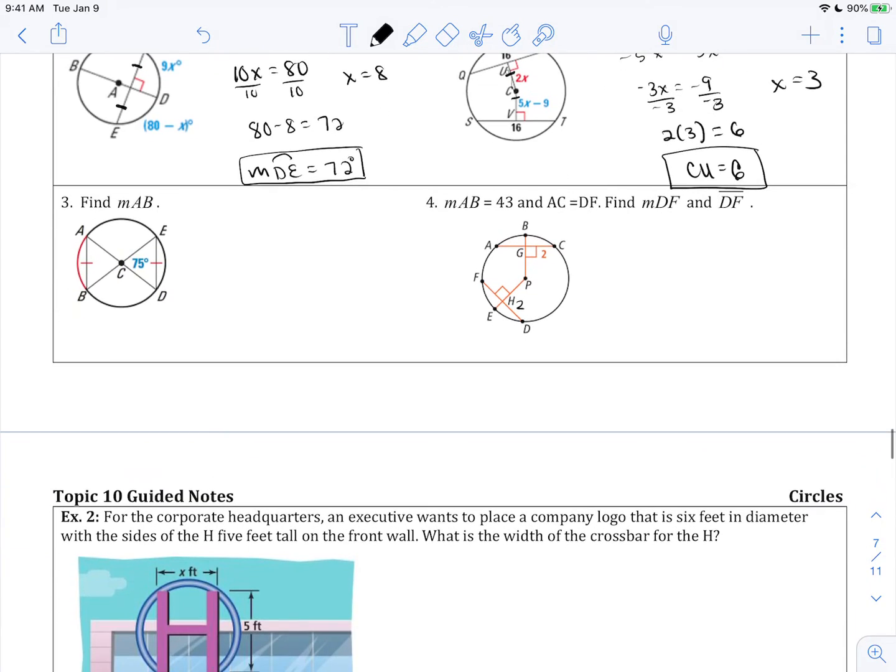All right, find, again, the measure of arc AB. So take a second, what do you think the measure of arc AB would be, or how would you figure it out? Well, we know that the central angle here, ECD, is 75, right? So then this arc ED would be 75 degrees. Well, these two chord lengths are the same, so their intercepted arcs are going to be equal. So AB is also going to be 75.